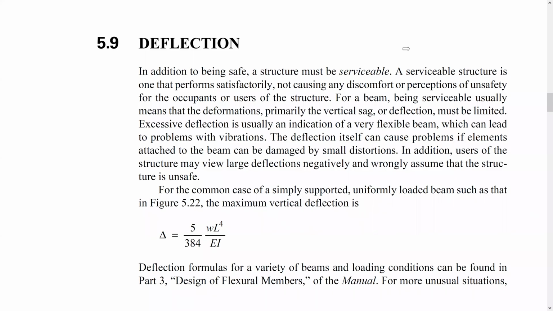Sometimes excessive deflection usually indicates a very flexible beam. So a beam is very flexible, so we have excessive deflection. And this will be a problem because this beam will be connected to a column, and this column might be damaged by a small deformation. It's connected to different structural elements.